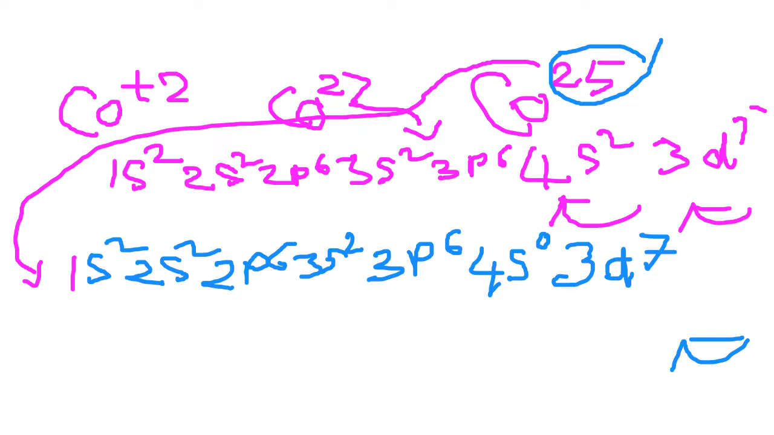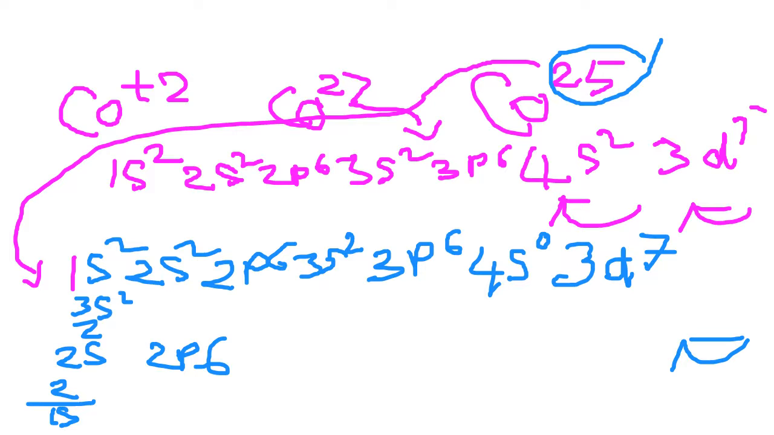So then you have to do the same: 1s2, 2s2, 2p6, 3s2, 3p6. Now, when it comes to the 4s, we cannot take the electron from here. We have to keep it empty, and then d has 5 sub levels.